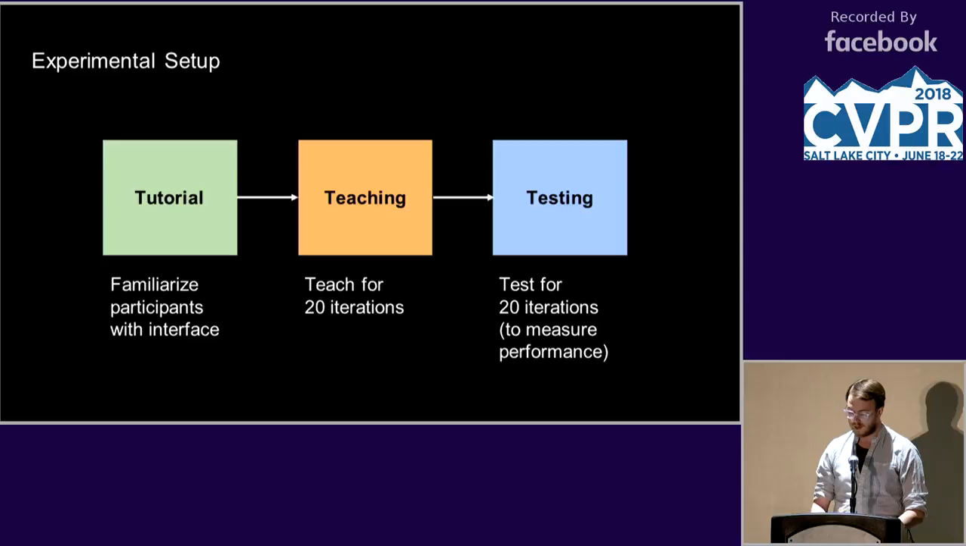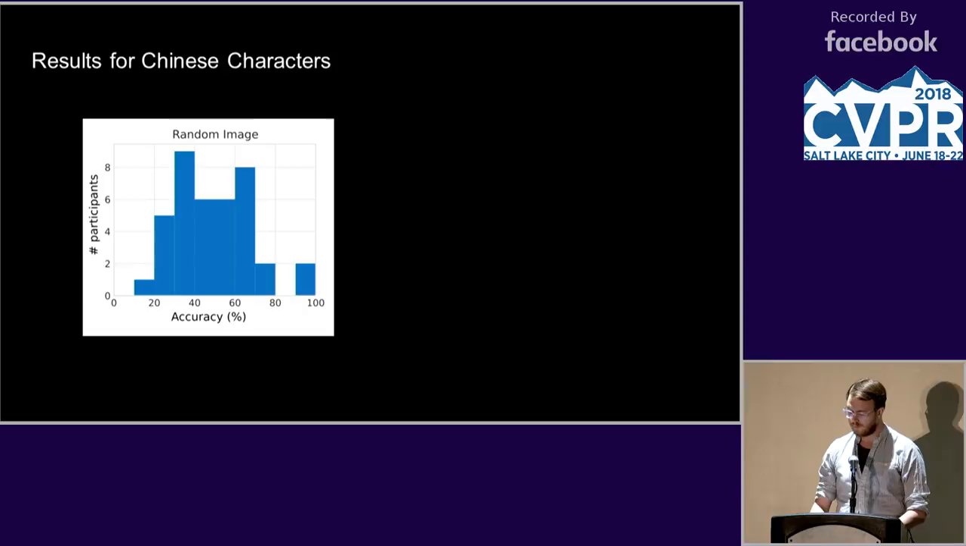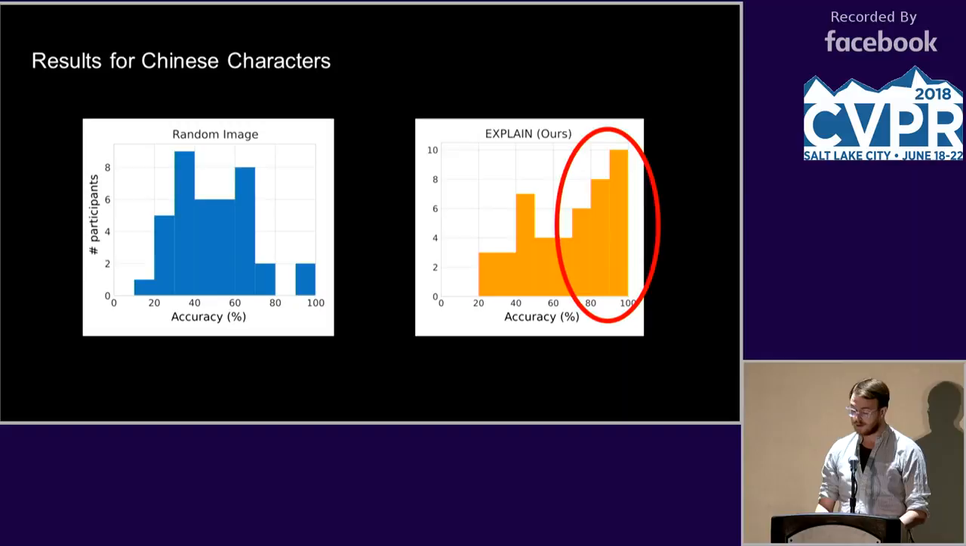We compared the performance of our model against several teaching baseline algorithms. On the left, we show the test time performance of students who were taught with random images, with no explanations. Here, students are binned based on their test performance, and in this example, we can see while most perform better than chance, they don't do very well overall. In comparison, our model significantly improves the generalization performance of students. So for more details and results, please stop by our poster. Thanks.